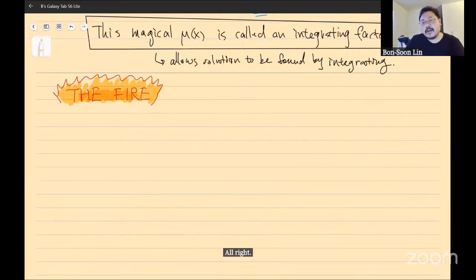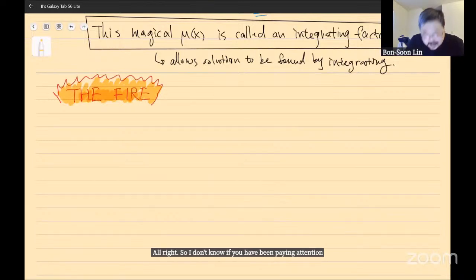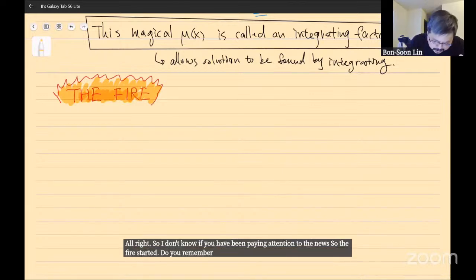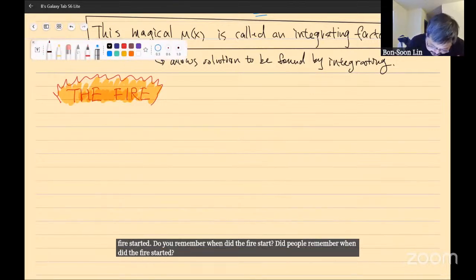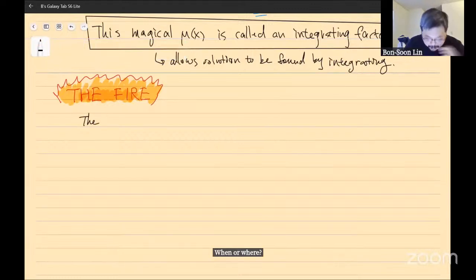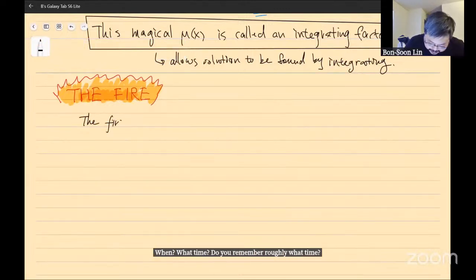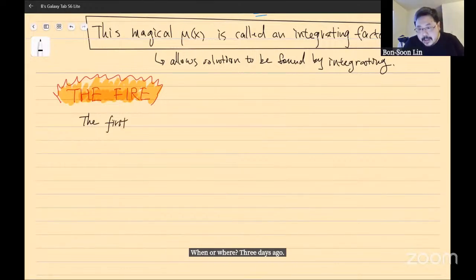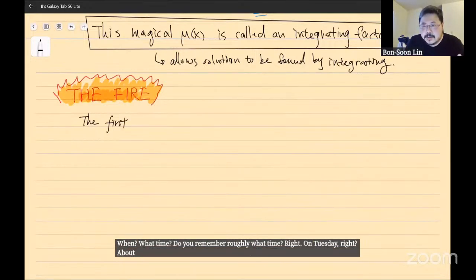I don't know if you have been paying attention to the news. So the fire started. Do you remember when did the fire start? Roughly what time? Three days ago, on Tuesday, right? About noontime, right? So the fire started on Tuesday noontime.